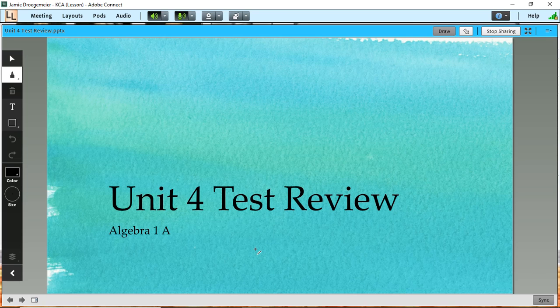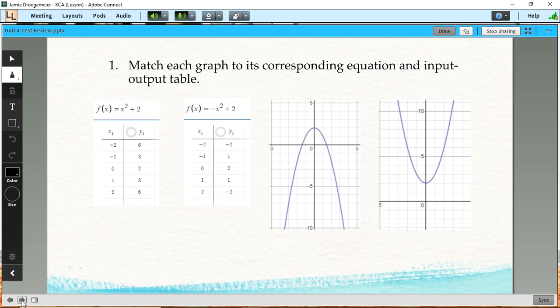Today we're going to work through several different problem examples that will be very similar to what you will see when you take that Unit 4 test. So let's go ahead and jump right in with our first question here.